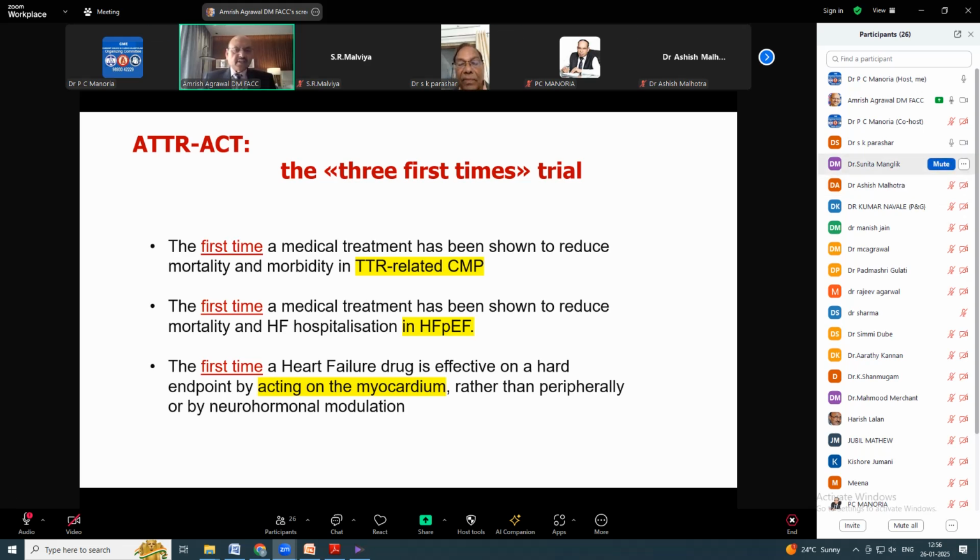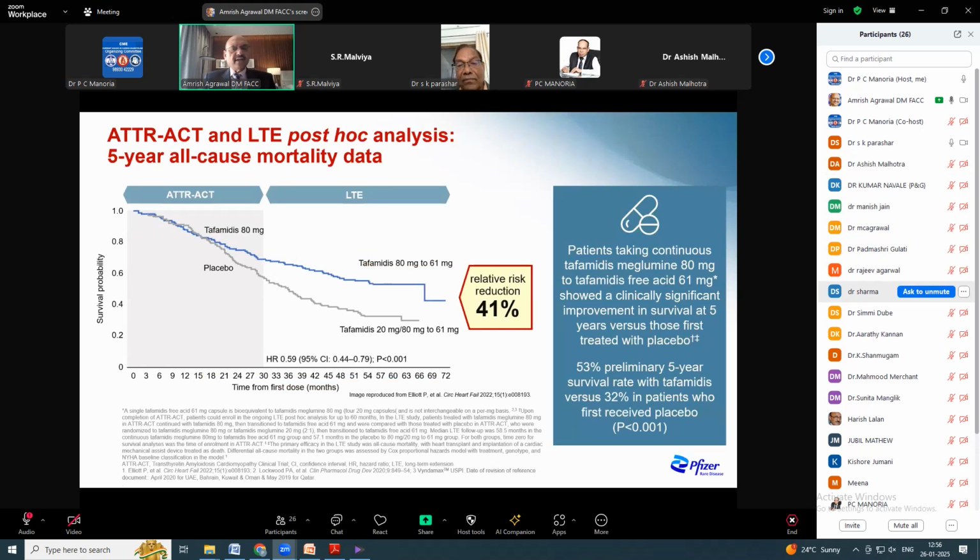This trial, after 30 months, went into a 5 year extension in which all the people, even the placebo arm, received tafamidis. The extension results showed that even a delay of 30 months in giving the drug has an impact. Those populations which received tafamidis early in the course had much better survival. The difference between the two arms was in the range of 41%. That means what?